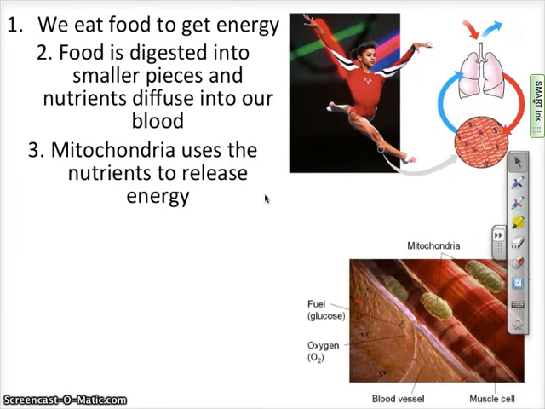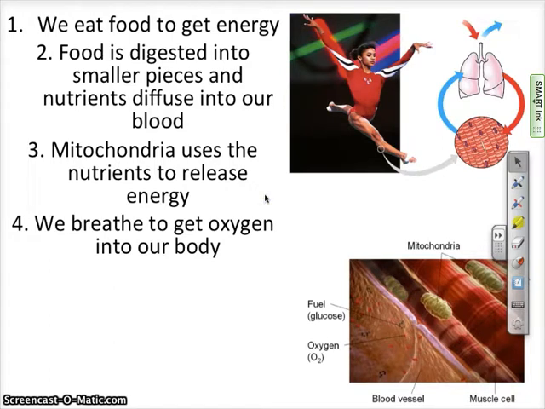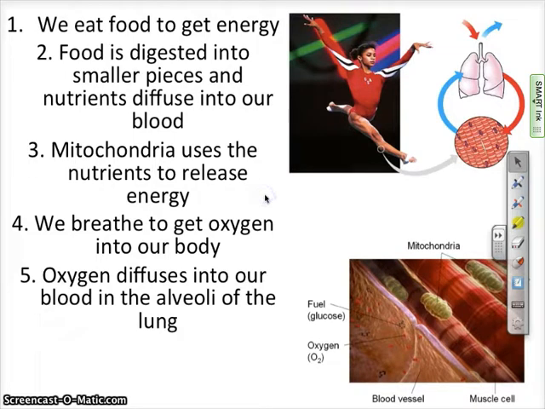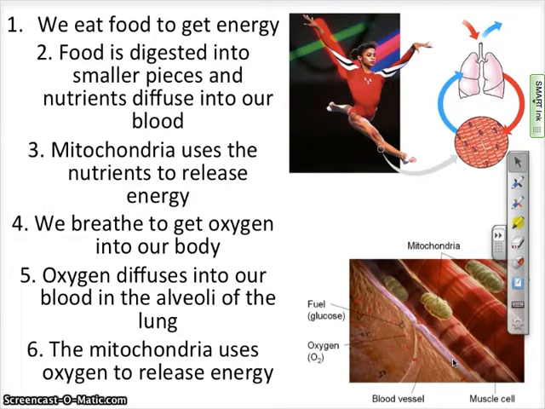Why do we breathe? We breathe to get oxygen into our bodies. How does the oxygen get to the cells? Oxygen diffuses into our blood in the alveoli of the lung. You can see a picture on the bottom right of oxygen and also glucose, both in the bloodstream. And finally, number 6, which organelle uses oxygen? The mitochondria use oxygen to release energy. Hopefully you remembered most of this, but if not, we'll review it in this lecture.